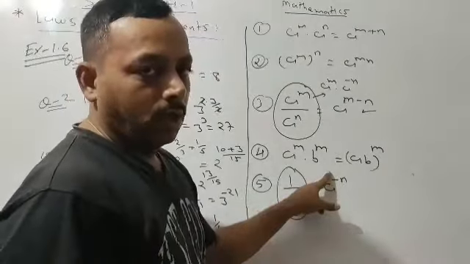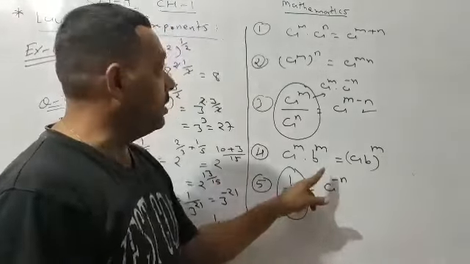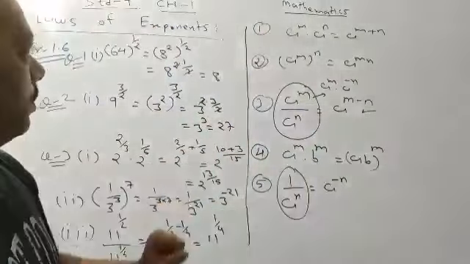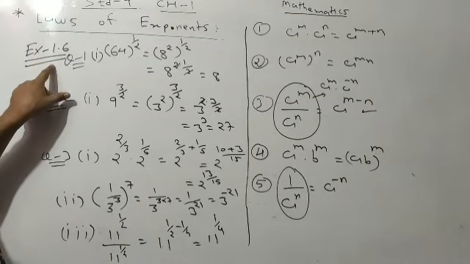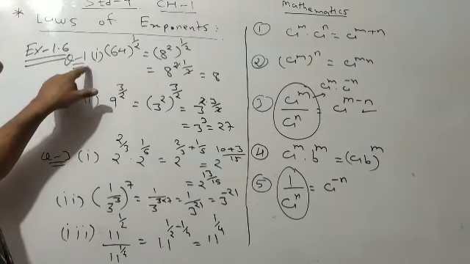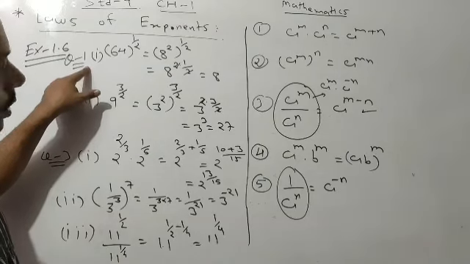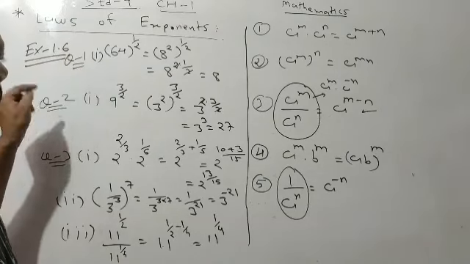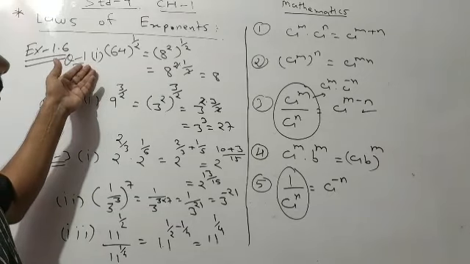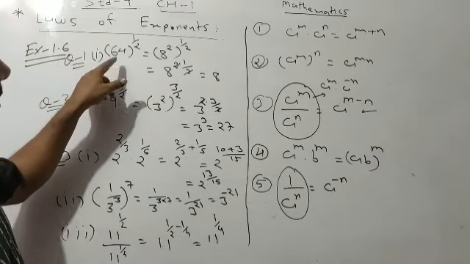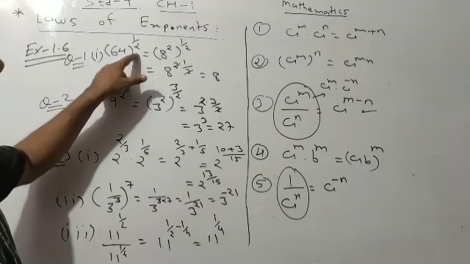Now we will solve the last exercise, that is 1.6, based on these 5 rules only. First question of exercise 1.6. See, in each question there are 4 sub-questions. They all are similar in questions 1, 2 and 3. In the first question, there are 4 sub-questions. The first one is 64 power 1 by 2.